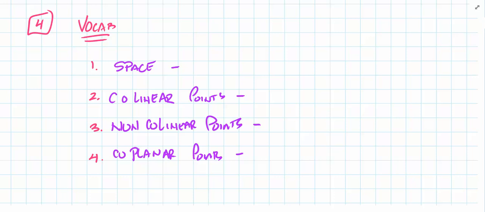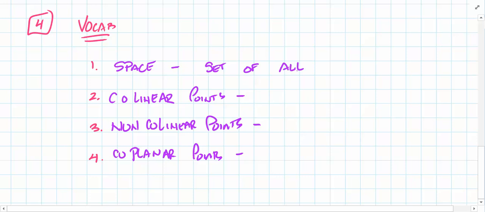So for us, space is going to be the set of all possible points. Now think about that, right? If you think of every point you could think of and put it together, you get space. All possible points.